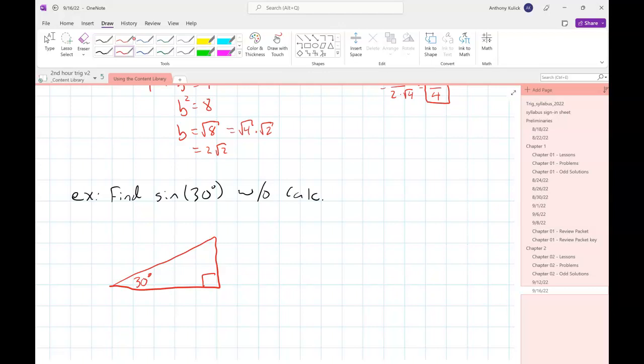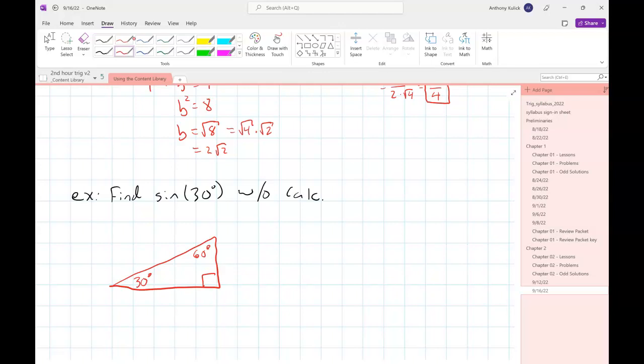What is it, Boyd? So 30 plus 90 plus blank equals 180. So blank is 60 degrees. Great. Does that start ringing any bells? Back to geometry.